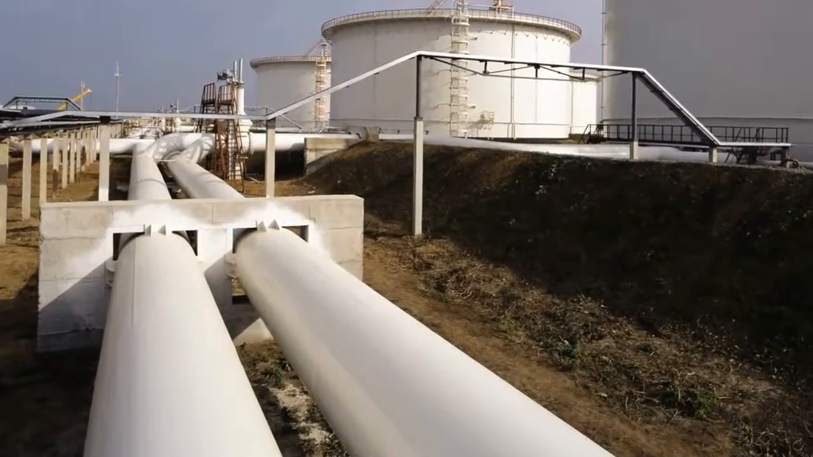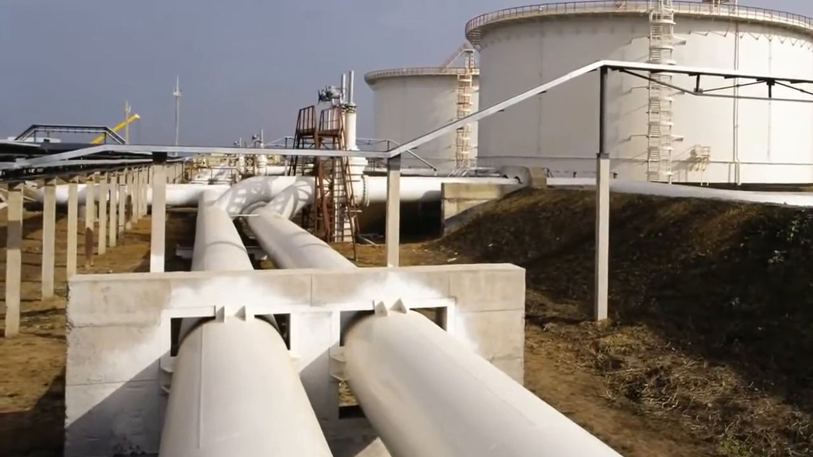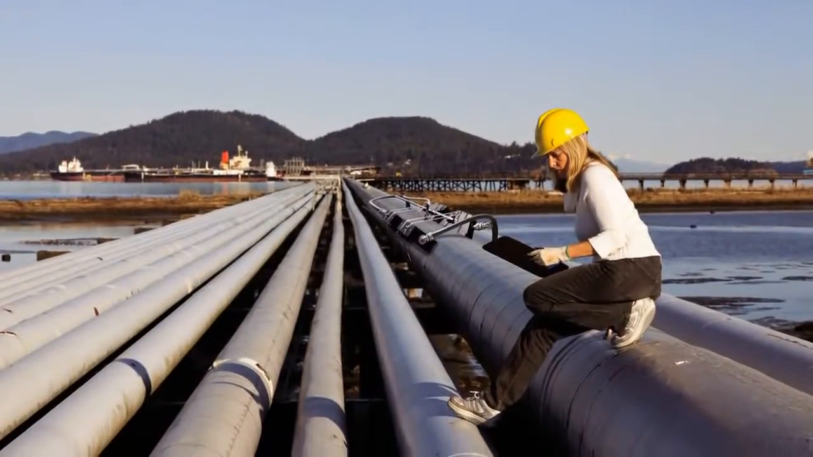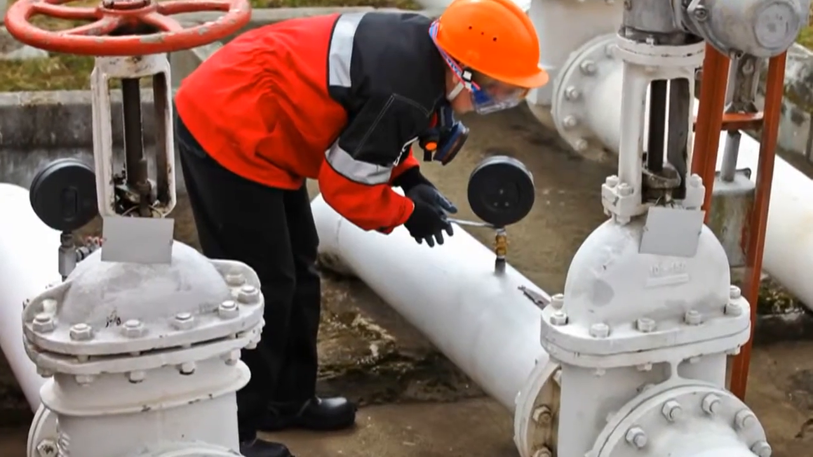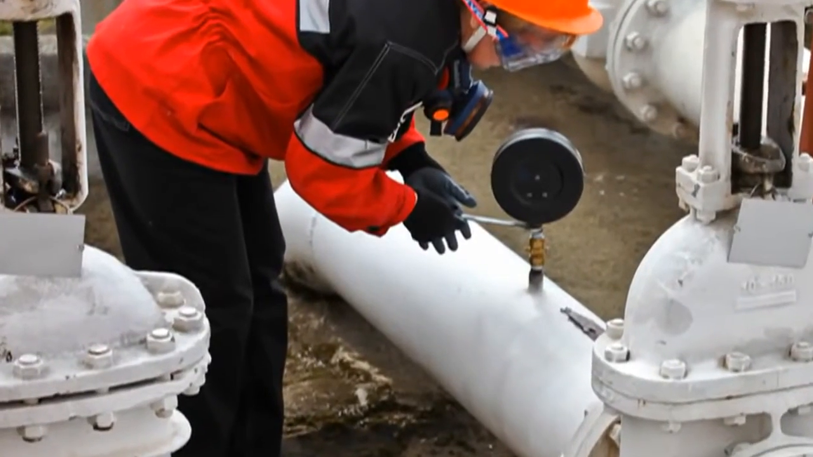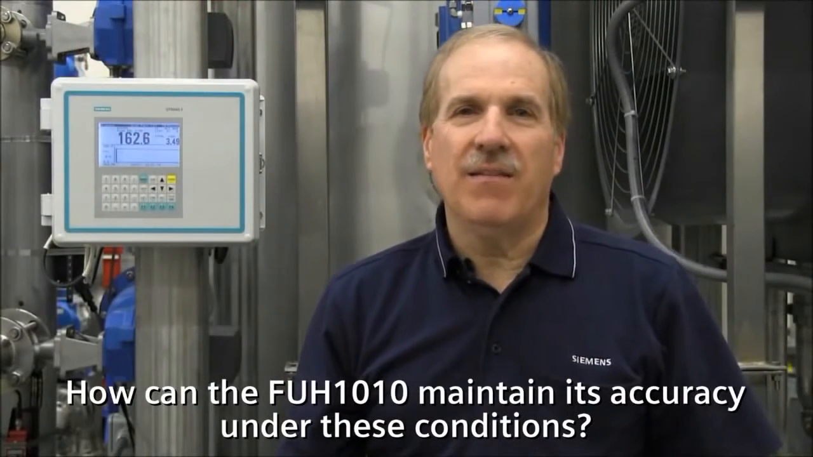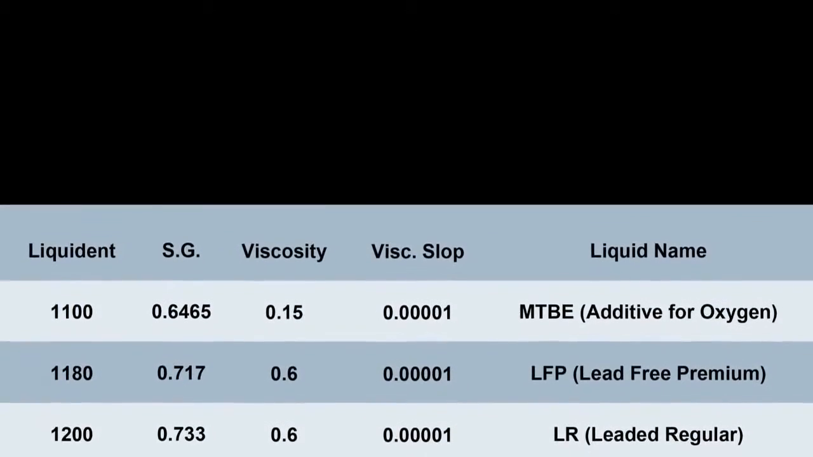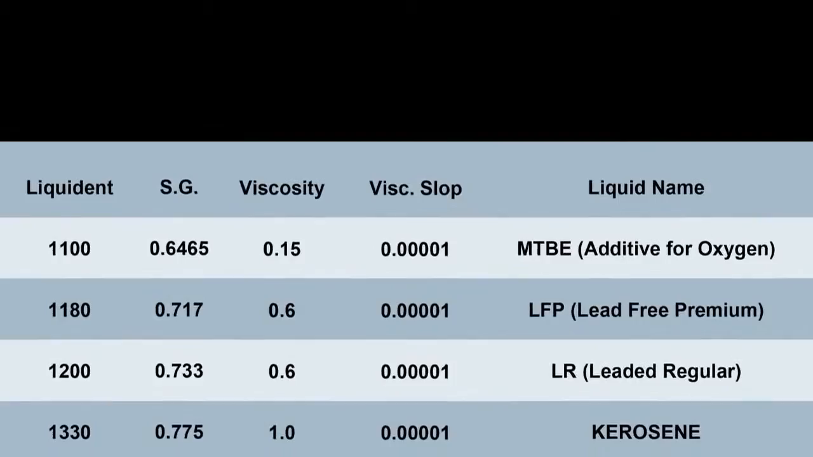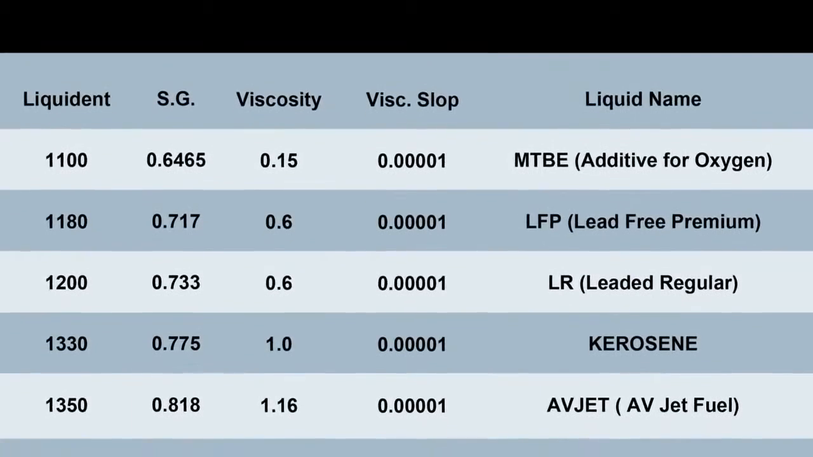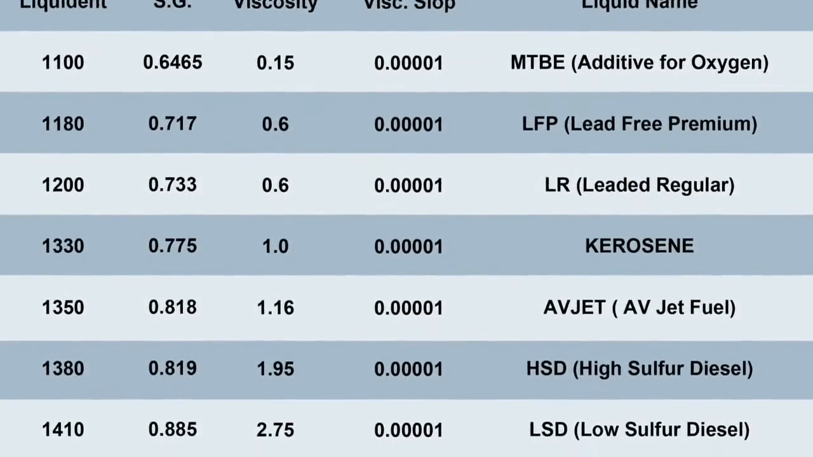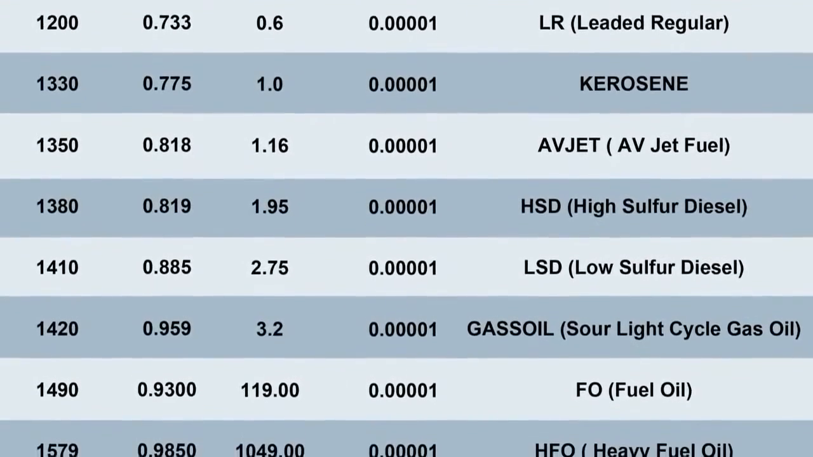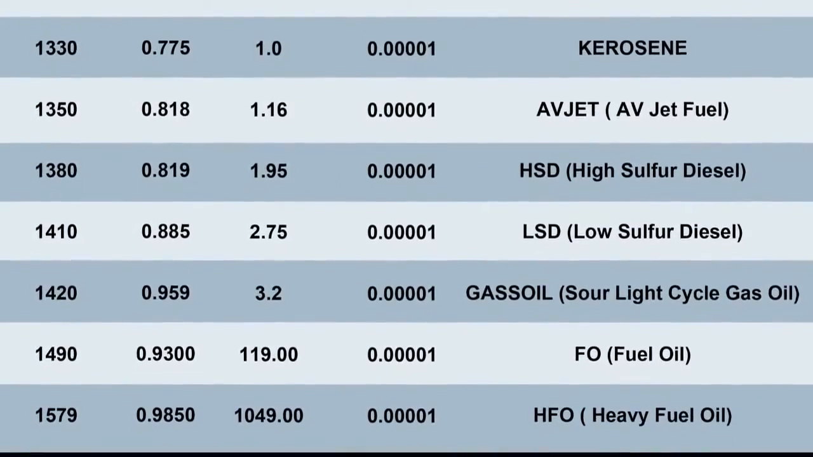After all, hydrocarbon pipelines are dynamic environments with highly changeable conditions. Liquid temperature and viscosity are variable. Line pressure may vary. Multiple products may be transported through one pipe. How can the FUH1010 maintain its accuracy under these conditions? The SITRANS FUH1010 meter utilizes a built-in liquid table to identify the liquid in the pipeline and its characteristic density and viscosity. This table is the foundation of system performance. The key to this ability is the parameter liquident.